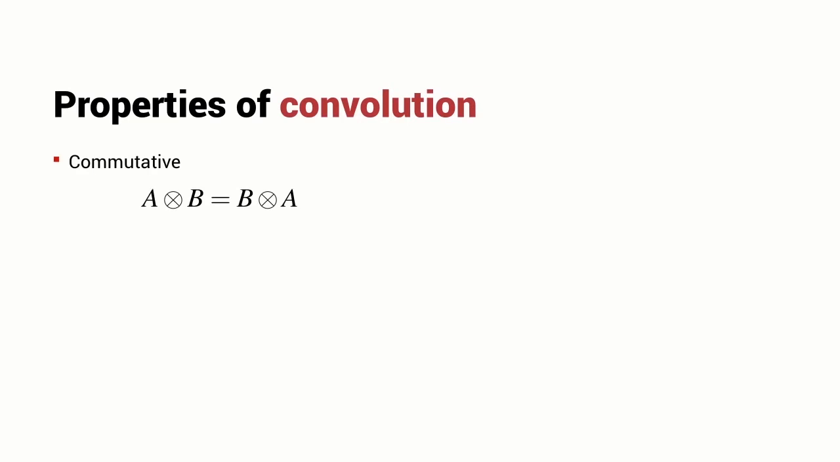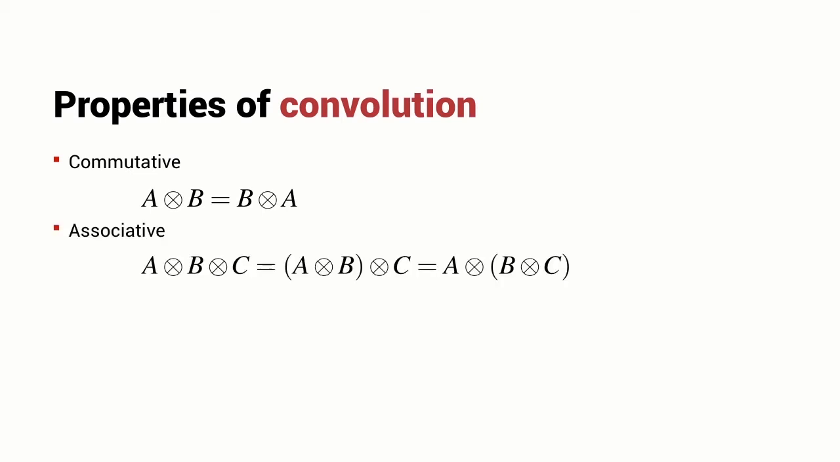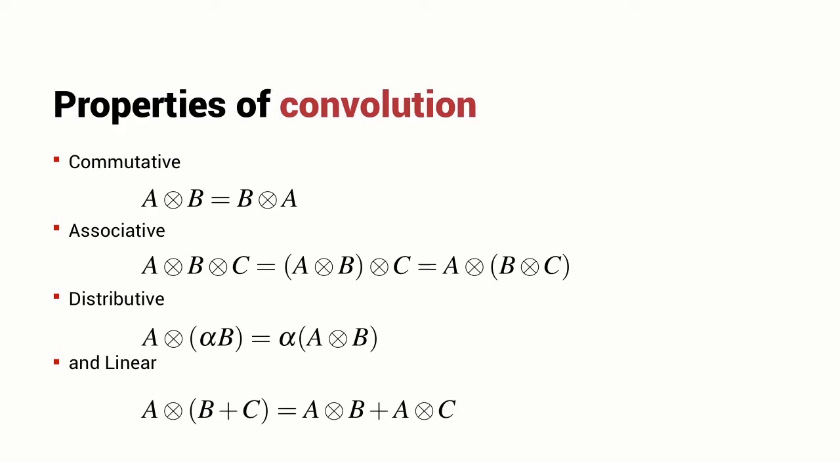What are some of the properties of convolution? Well, for a start, it's commutative. So A convolved with B is the same as B convolved with A. It's also associative, and this is a property that we'll use in some upcoming slides. We say it's distributive, and it's also linear. So these are important mathematical properties of convolution.